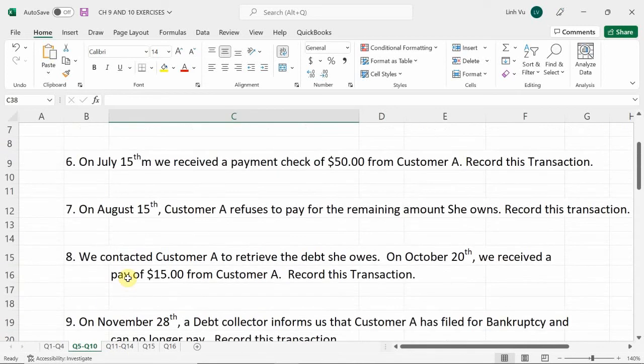Question number 7 says, then on August 15, customer A refuses to pay for the remaining amount that she owes. Record this transaction. Okay. So by August 15, customer A missed their payment, and now she refuses to pay the remaining amount. So what do you do with this here? We transfer to allowance for doubtful accounts.